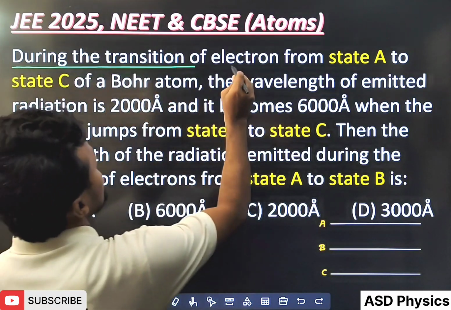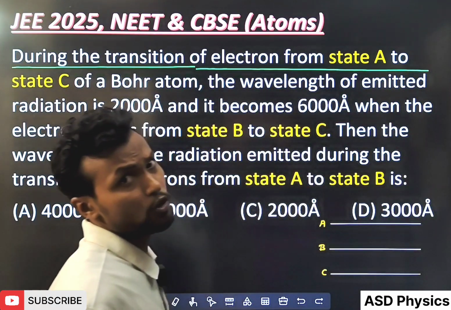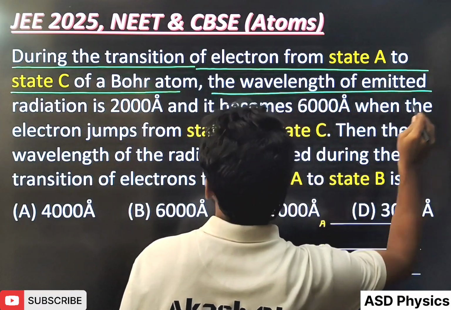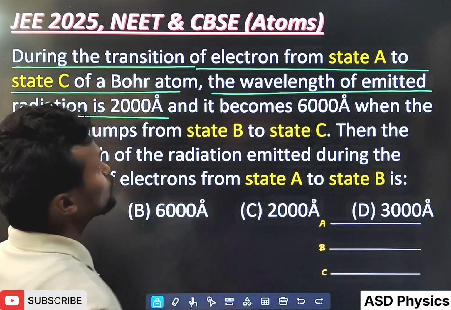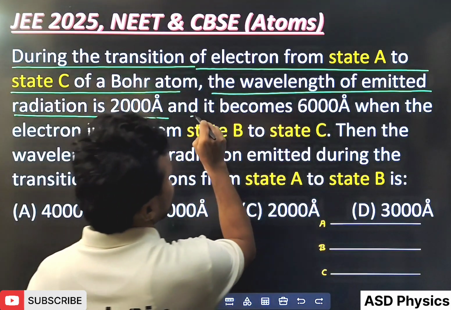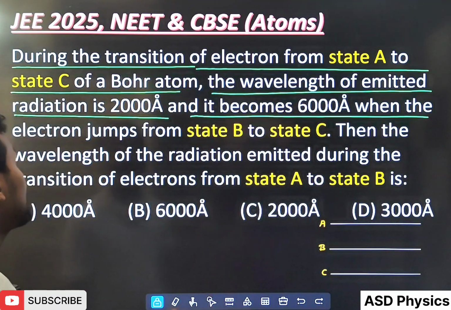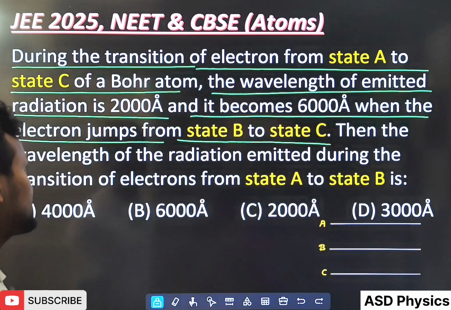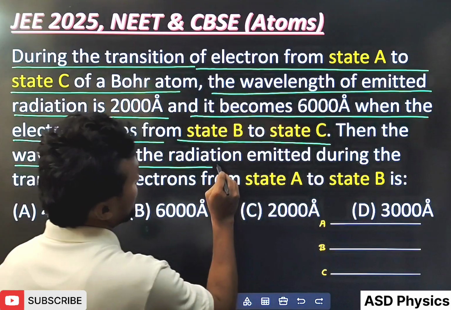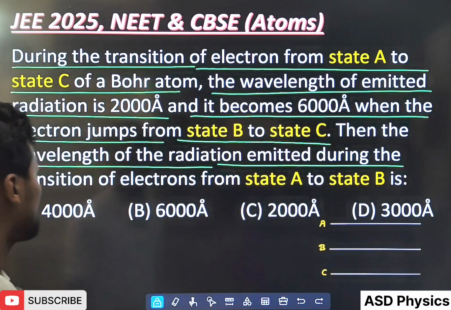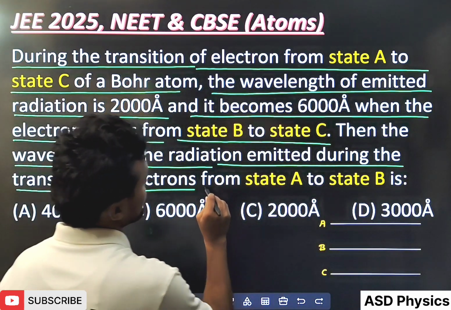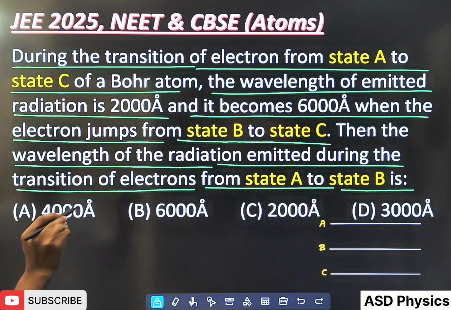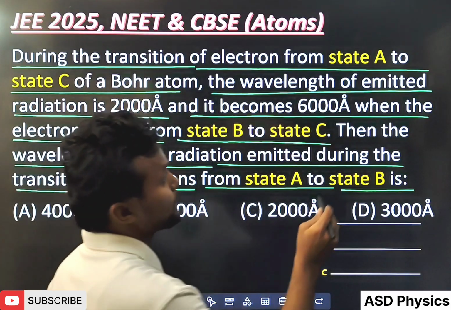The question is: during the transition of an electron from state A to state C of a Bohr atom, the wavelength of emitted radiation is 2000 angstrom, and it becomes 6000 angstrom when the electron jumps from state B to state C. Then the wavelength of the radiation emitted during the transition of the electron from state A to state B is how much? Here, remember that the key word is emitted.